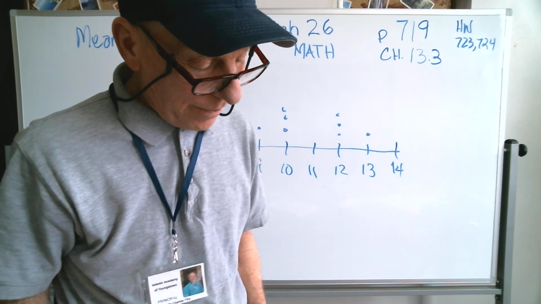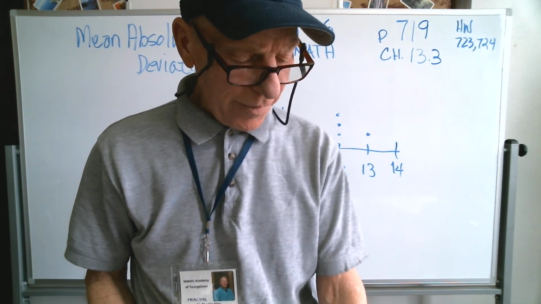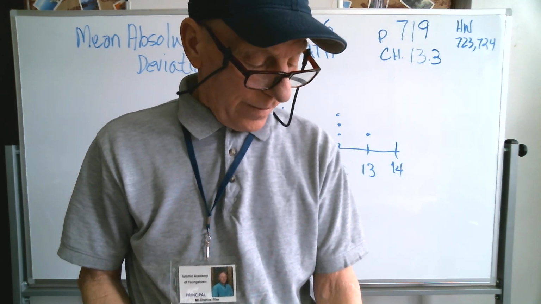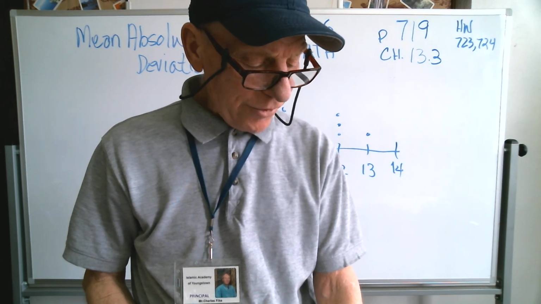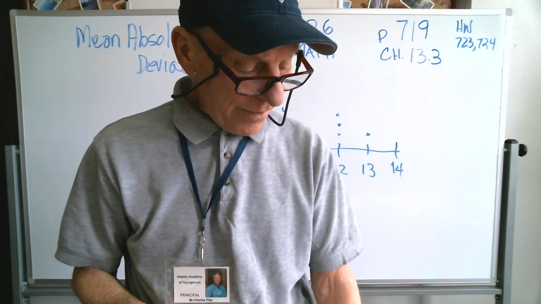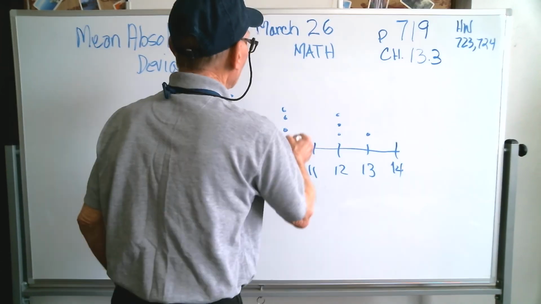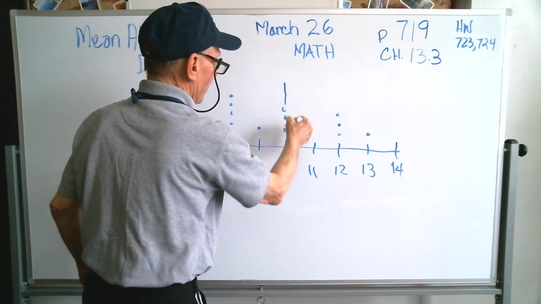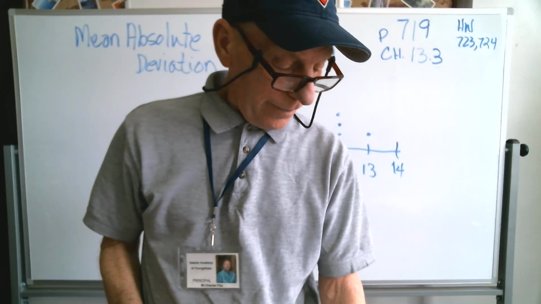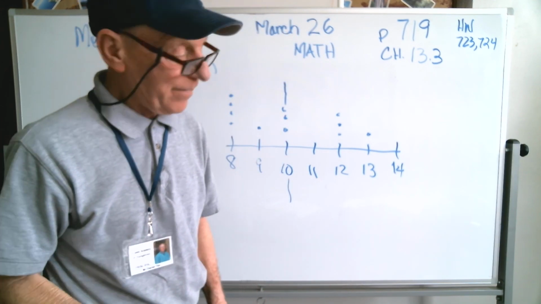Now let me read the problem. First of all, it says here, the mean is the distance of data values from the mean of the data set. It's called the absolute mean deviation. So the dot plot shows the ages of gymnasts registered for the school team. It tells you in the problem that the mean of the ages is 10. So find the mean absolute deviation of the data.